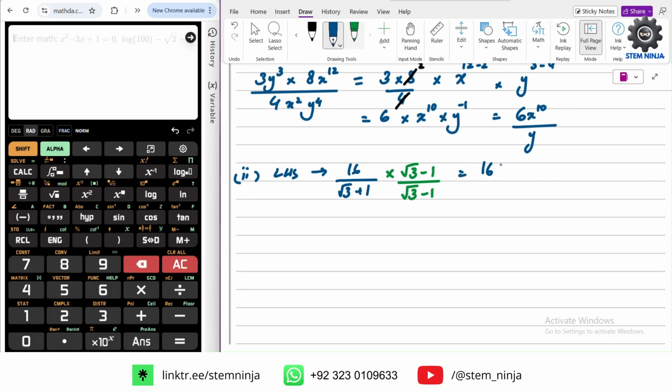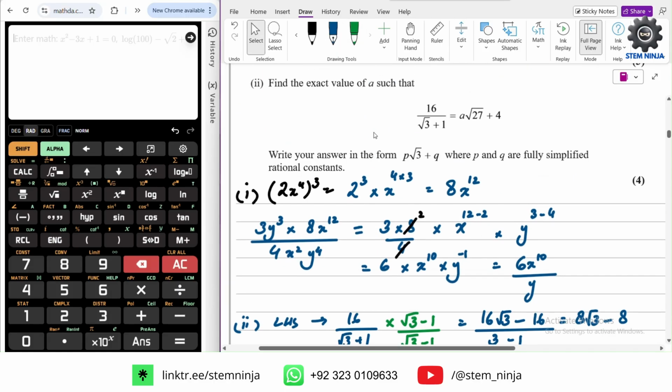So the numerator just simply becomes 16 root 3 minus 16. The denominator becomes 3 minus 1, which is just 2. So 16 divided by 2, this would become 8 root 3 minus 8. Now this is identical to a root 27 plus 4.